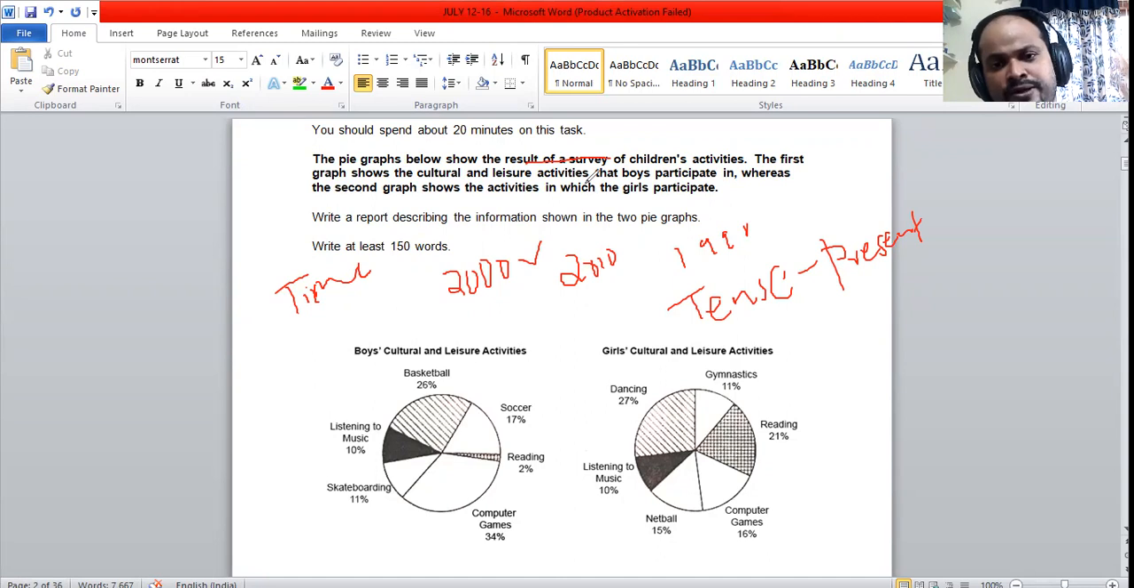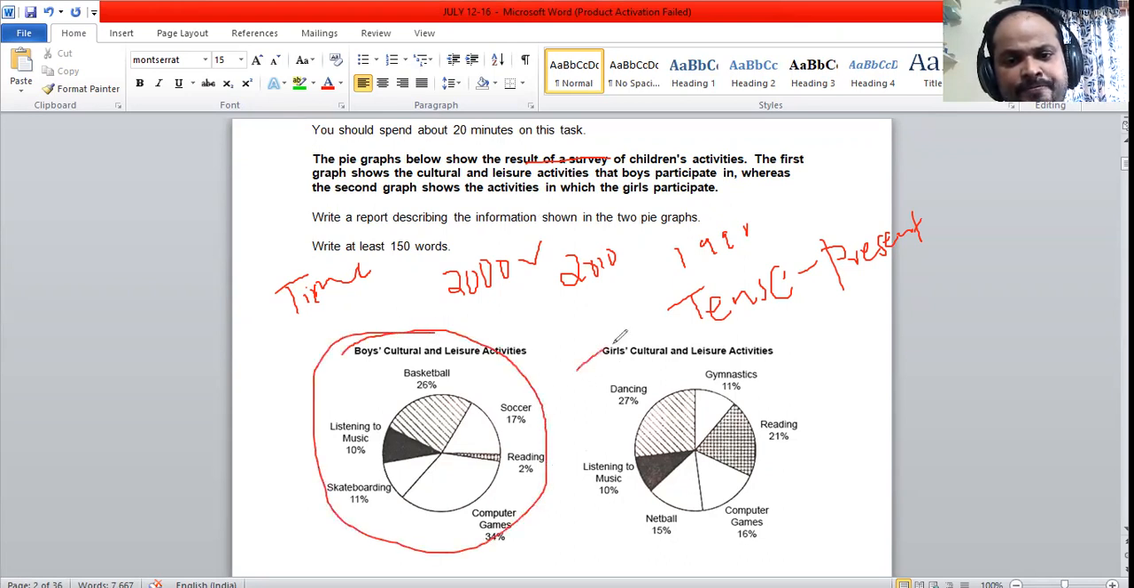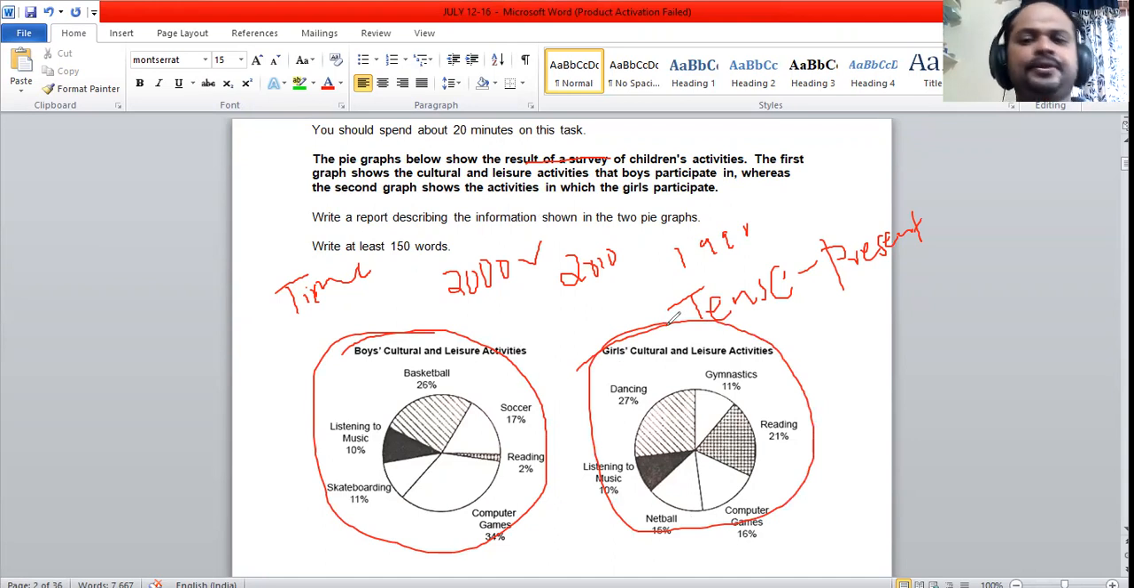Even though the report is over, we can see these are normal things, for boys and girls. This happened yesterday, this is happening today, and this is going to happen in the near future too. So we are not going to treat this as a past thing here. So the tense is actually simple present.